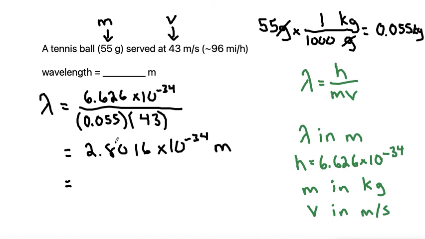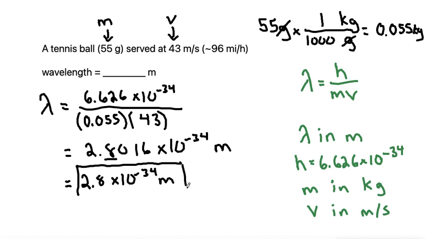All we need to do from here is to round to sig figs. Since we have 2 sig figs in 55, we have 2 sig figs in 43, we would round to also to 2 sig figs, which would be rounding to the 8. The number behind it is a 0, so it stays the same, and that would leave us with 2.8 times 10 to the negative 34 meters, which would be our final answer.